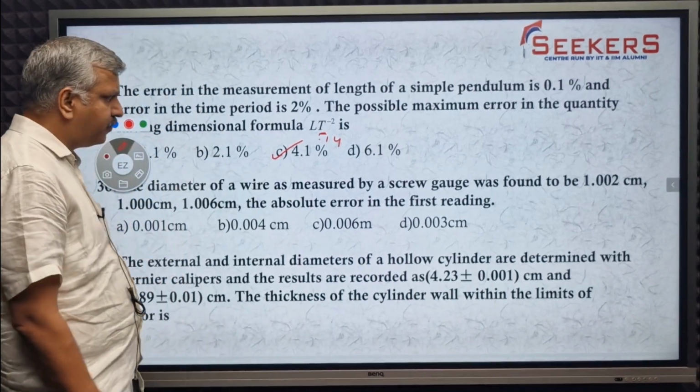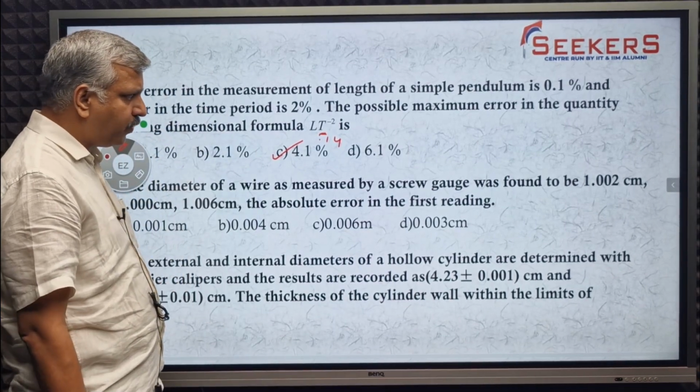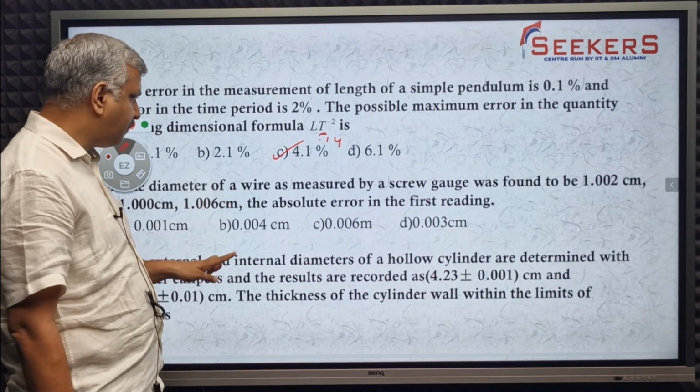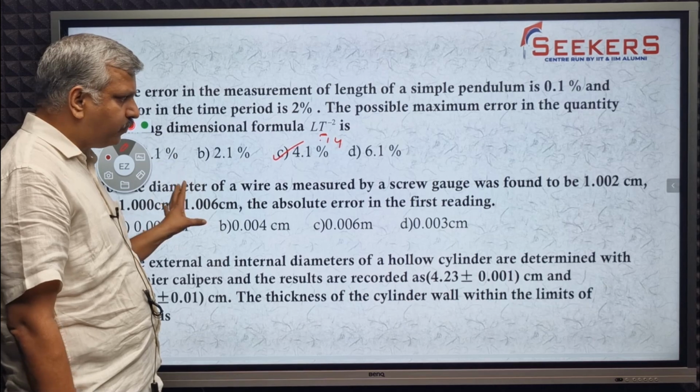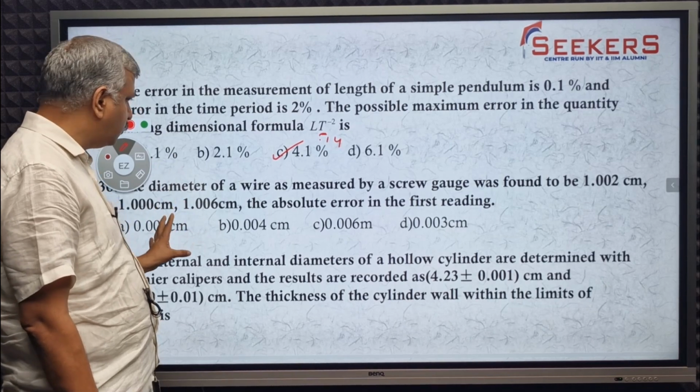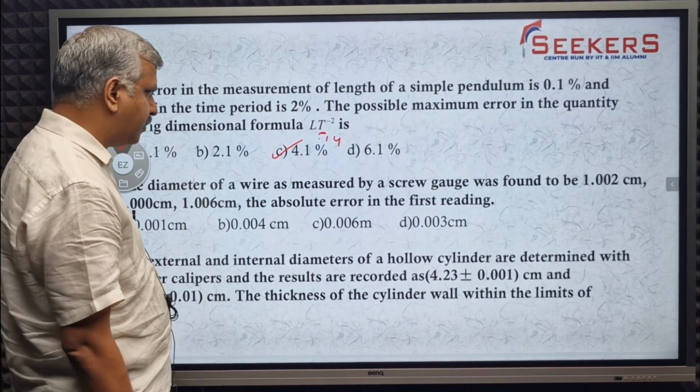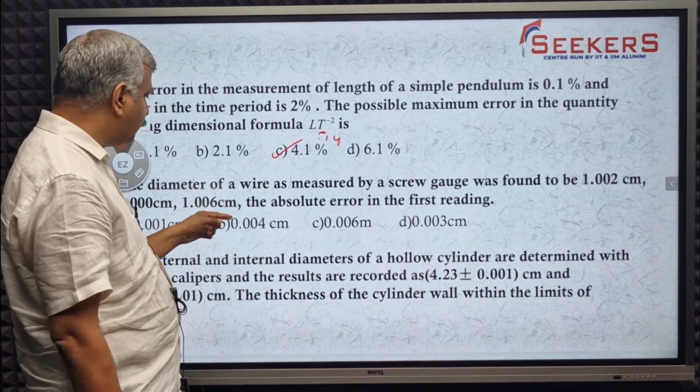The diameter of a wire is measured by a screw gauge and was found to be 1.002 cm. What is the absolute error in the first reading? These kinds of questions are quite popular. The way you do it is to first find out the average reading, which will be the sum divided by 3.